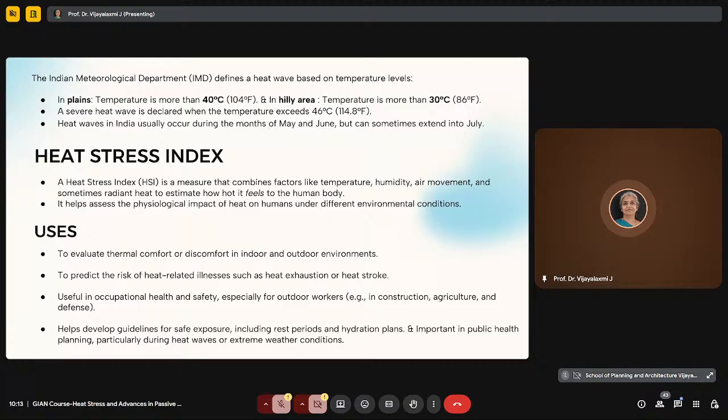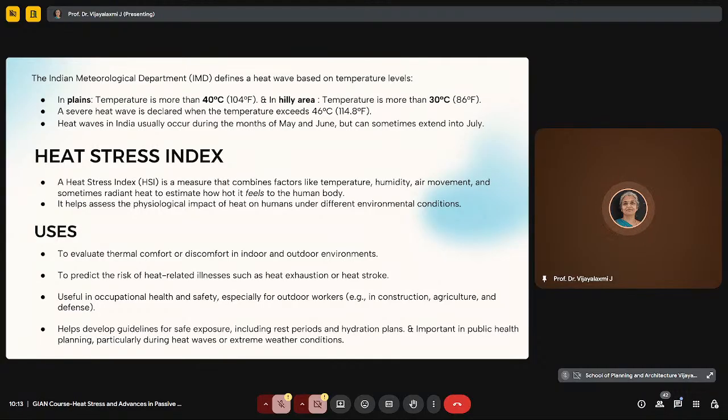Now, if we look at what are the various heat stress indices, the IMD, or Indian Meteorological Department, defines heat wave as we have already seen. If the temperature is more than 40 degrees centigrade in the plains, and in the hilly areas more than 30 degrees centigrade. And a severe heat wave is when the temperature exceeds 46 degrees centigrade, or when the average increases by 6.4 degrees centigrade, then we say it is a severe heat wave.